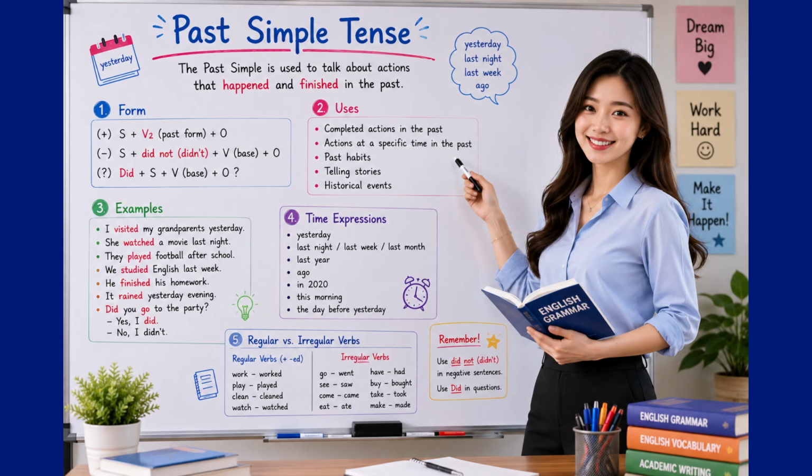Irregular verbs. Irregular verbs do not follow the ed rule. Their forms must be memorized. Base verb, go. Past form, went. Base verb, see. Past form, saw. Base verb, eat. Past form, ate. Base verb, come. Past form, came. Base verb, have. Past form, had. Base verb, buy. Past form, bought.